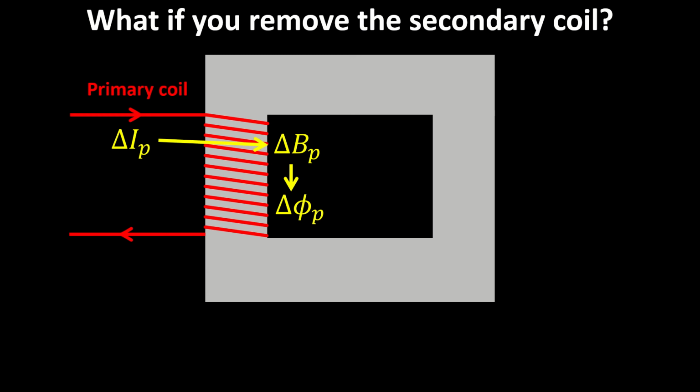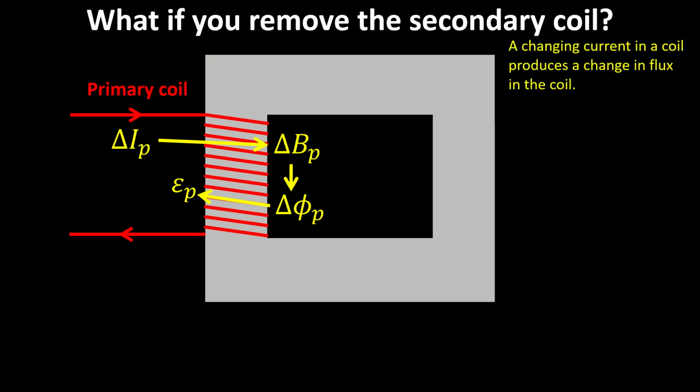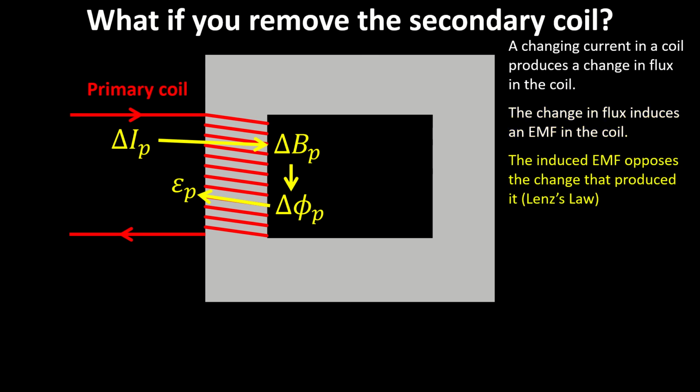So that means if you've got a changing flux in that coil, that's going to produce an EMF in that coil. So just going through those steps: you've got a changing current in a coil that produces a changing flux in the coil. The change in flux induces an EMF in the coil. Now, the important thing to remember, by Lenz's law, is that the induced EMF will oppose the change that produced it.